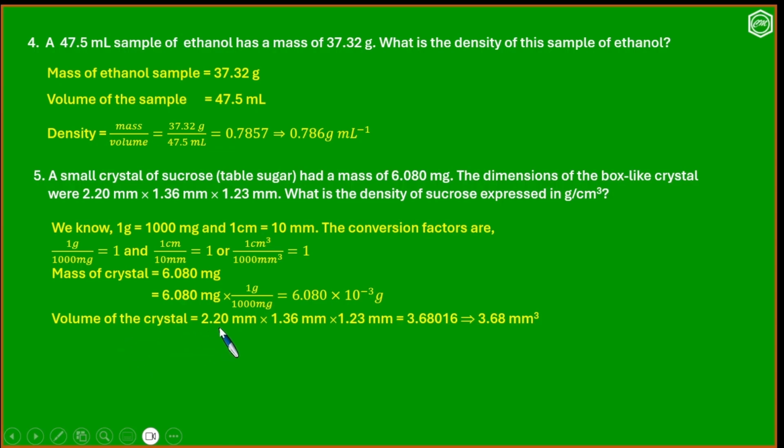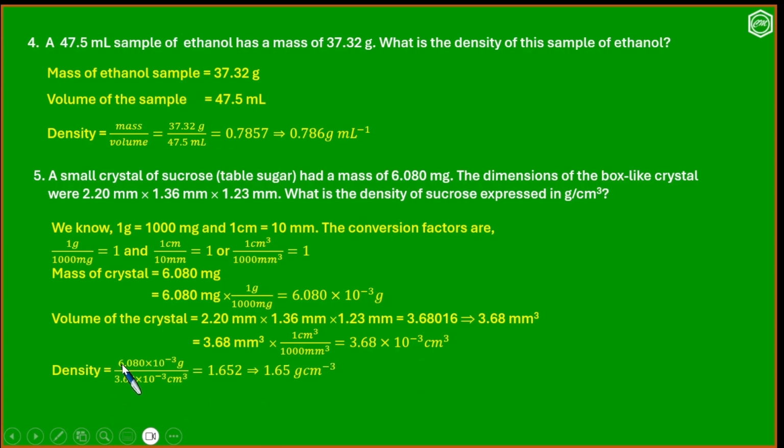Now volume of the crystal, that we get by multiplying these quantities, is 3.68016. So all the quantities have three significant figures. So we write this in three significant figures, that is 3.68 millimeter cube. Now 3.68 millimeter cube into this unit factor is converted to centimeter cube. That is 3.68 into 10 raised to minus 3 centimeter cube.